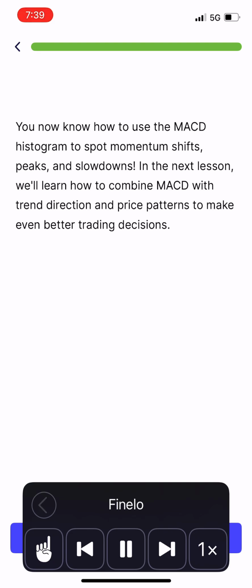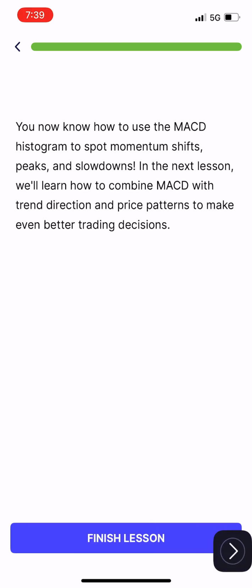You now know how to use the MACD histogram to spot momentum shifts, peaks, and slowdowns. In the next lesson, we'll learn how to combine MACD with trend direction and price patterns to make even better trading decisions.